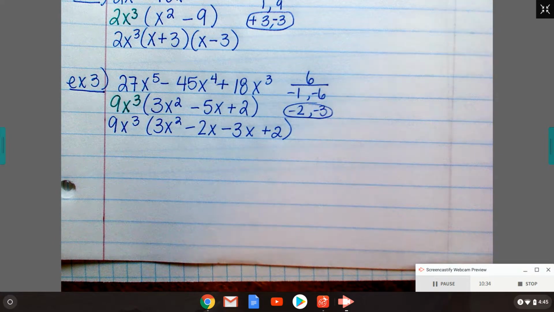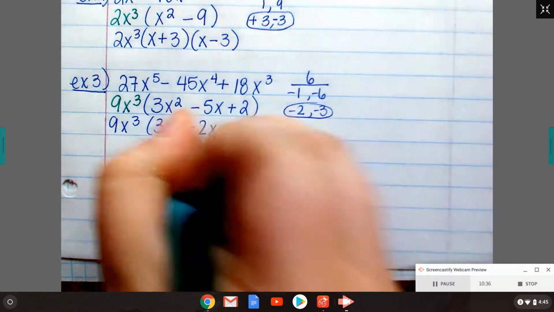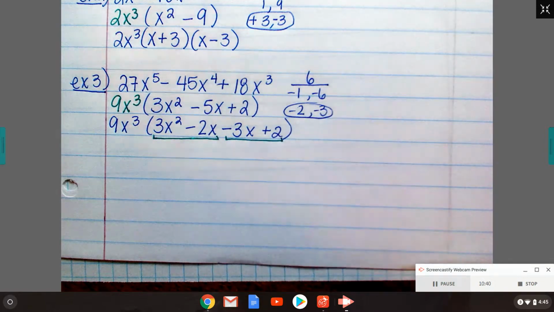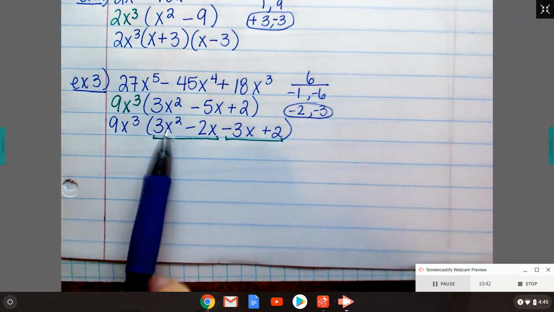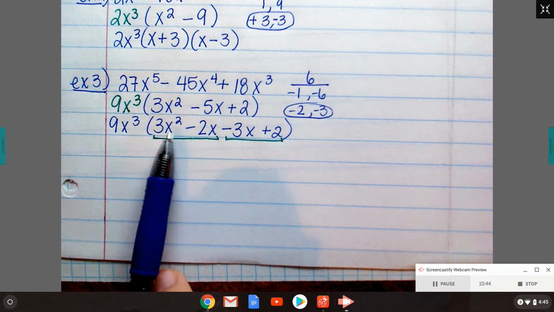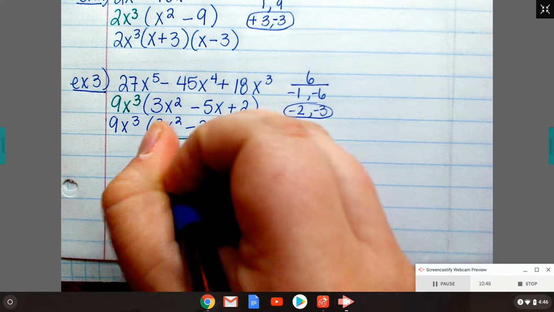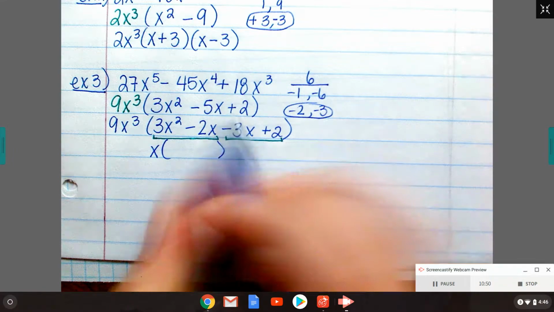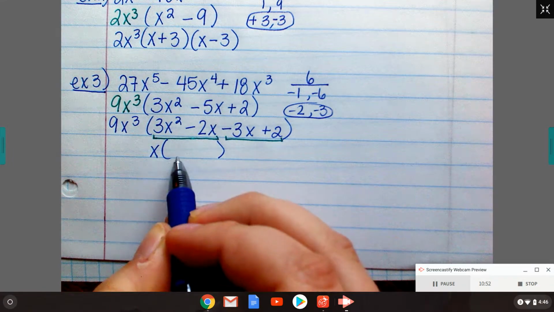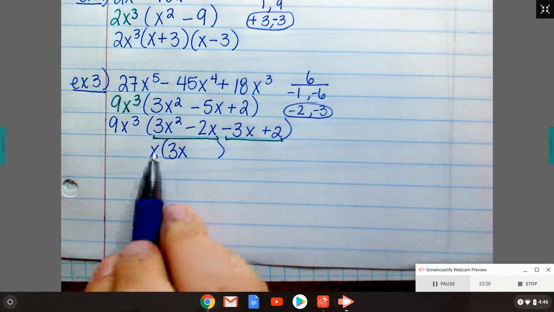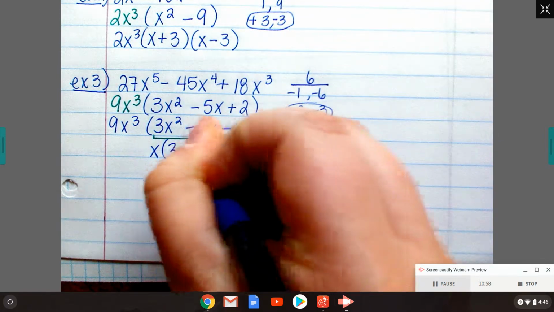So let's carry on with our grouping. Our first piece is here, and our second there. So let's see. We've got a 3 and a 2. Nothing to pull out there, but I do have an x squared and an x, so I can pull an x out of these terms. And I'd be left with x times what is 3x squared? I need a 3 and another x. And to go from x to negative 2x, I need a negative 2.